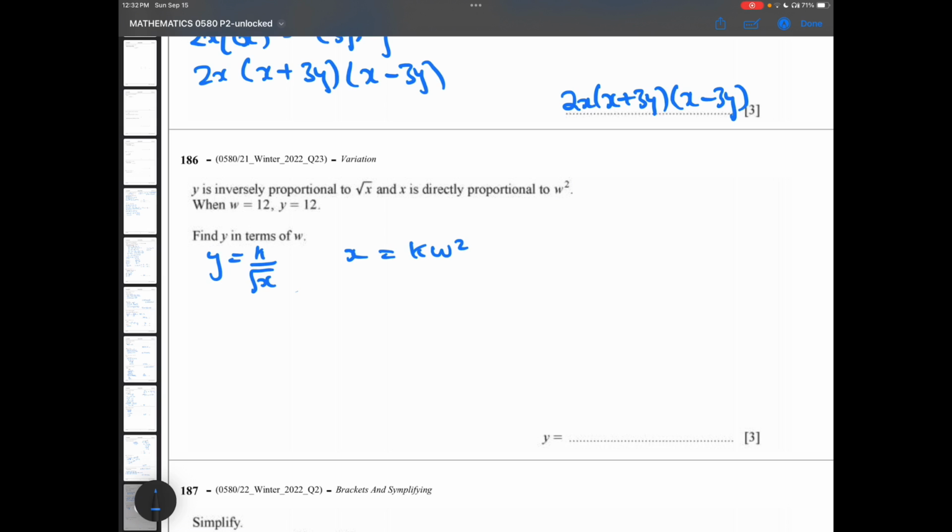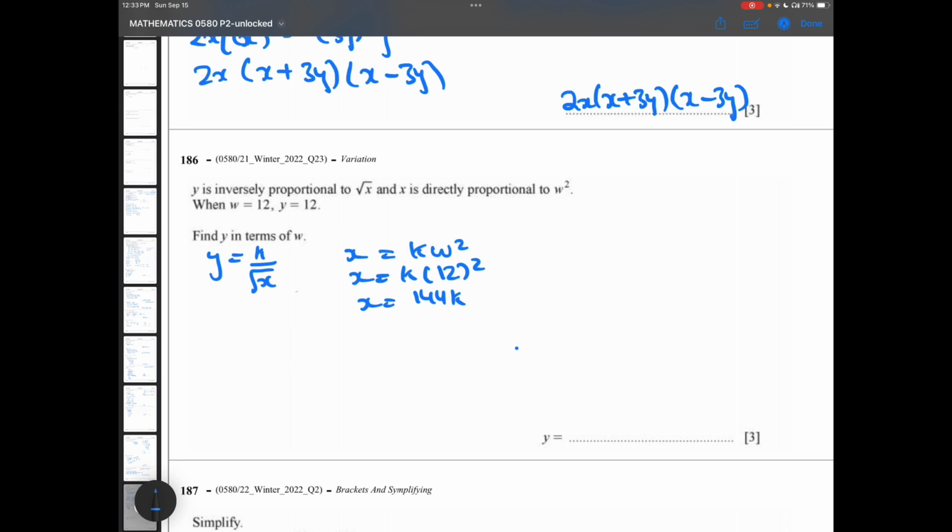Okay, so when w is equal to 12, y is 12. Over here, in place of w, I will write 12. x is equal to k into 12 square. This becomes x is equal to 144k. Now I get x is equal to 144k.